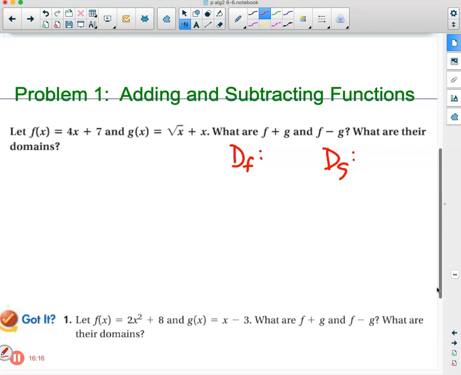Because, like I said, in math we don't like to write out words, we use a capital D for domain. This subscript of f means the domain of f. This one is the domain of g. Some books will use an equals, some will use a colon. It doesn't matter. It's the same thing. We're talking about the domain.